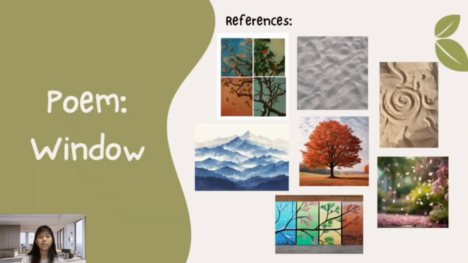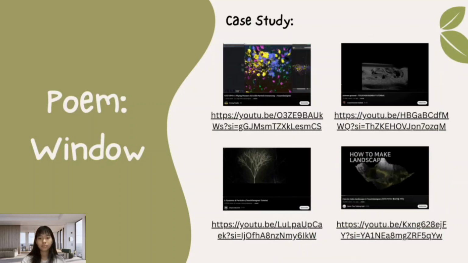Here are the reference for the window. We have sand, we have the mountain and snowy biome, we have the autumn tree, and just like spring flower falling, and like different type of season in one tree. Here are the case study. Without these YouTube tutorial, we couldn't have made it, so they are very helpful.